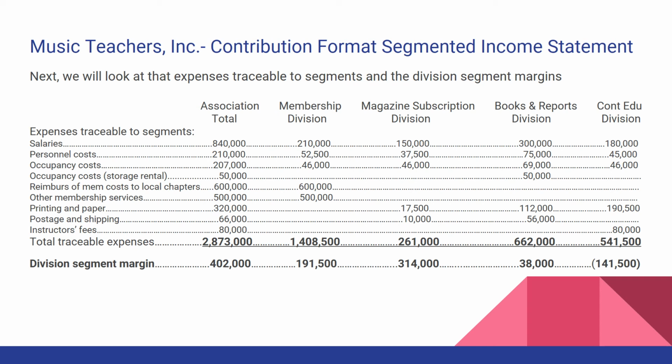Now the division segment margin for each segment. For the association as a whole, the margin was $402,000. For the membership division, it was $191,500. For the magazine subscription division, it was $314,000. For books and reports, it was $38,000. And now for continuing education, there was a loss there. It was a negative $141,500.